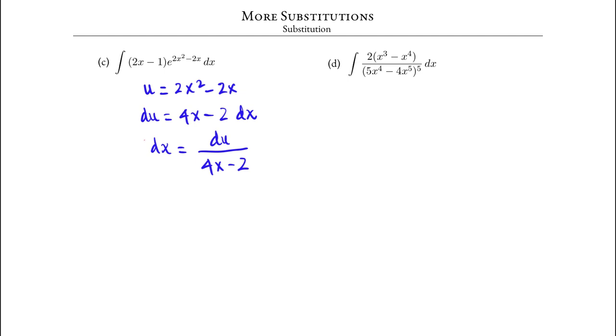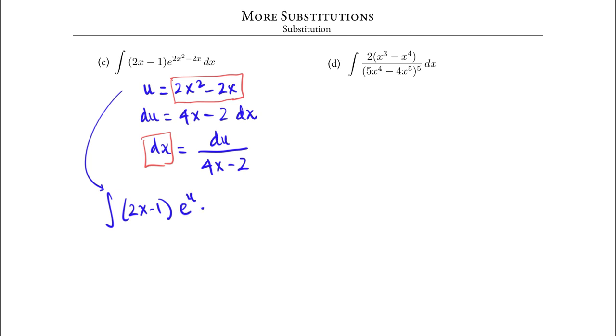We will replace dx with du over 4x minus 2, and we will also replace 2x squared minus 2x with u. And so we will rewrite the integral as (2x minus 1) e to the u, and then dx is now du over 4x minus 2. In order to evaluate the integral, we will need all of these in terms of u. There is a factor of 2x minus 1, and there is a factor of 4x minus 2, and we need them to either disappear or be simplified.